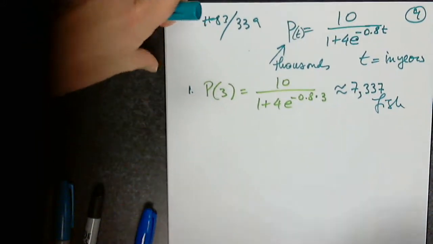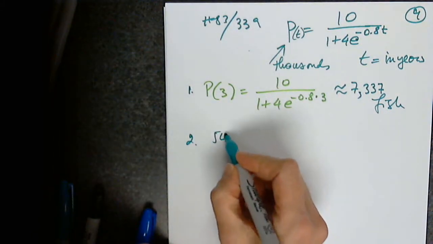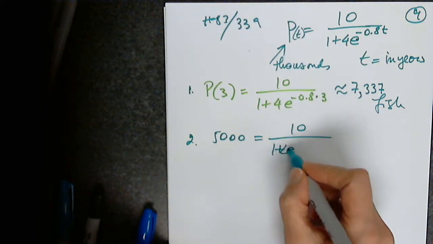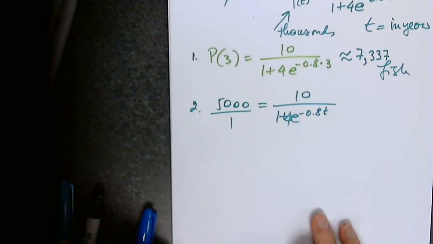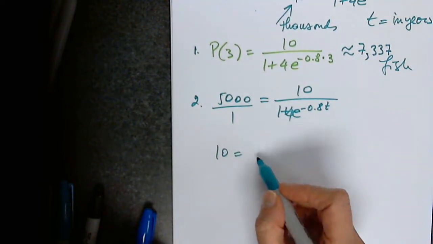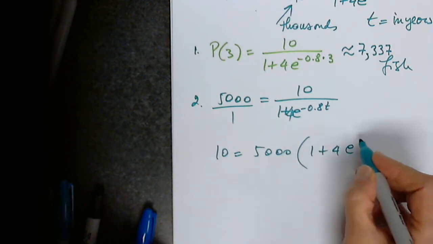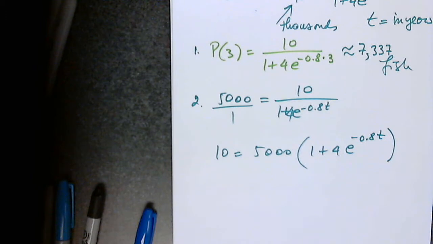How do I address this? Right. Exactly. So 10 equals 5,000 and in parentheses 1 plus 4 e to negative 0.8 t. Now we have to be very careful, step by step. We have to clean it up.